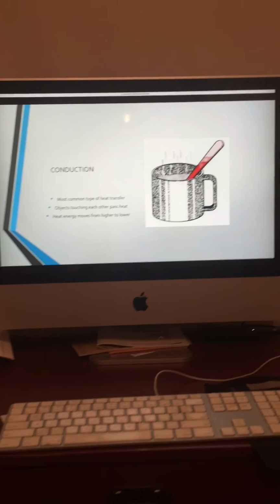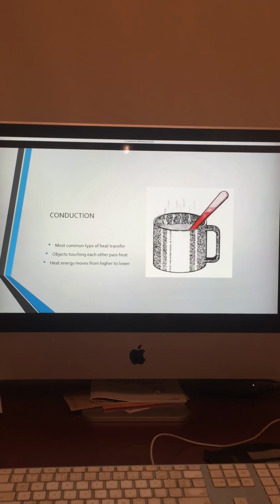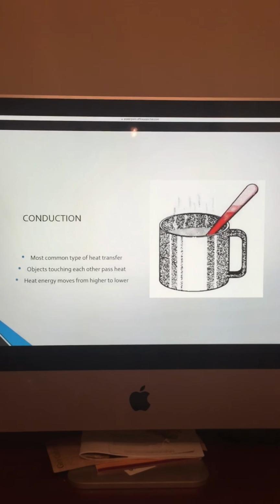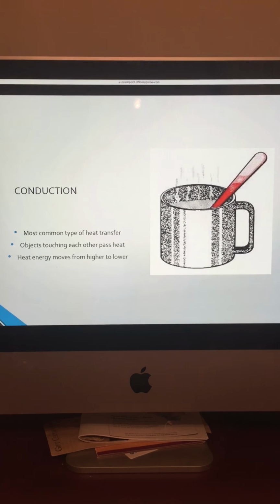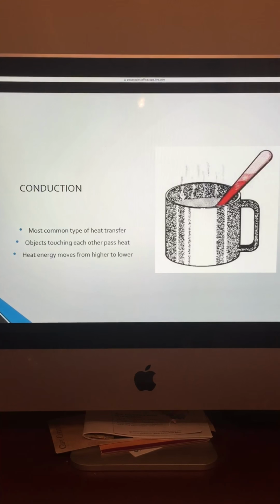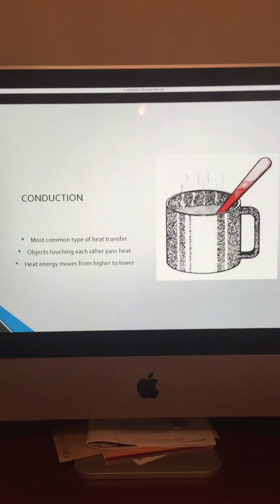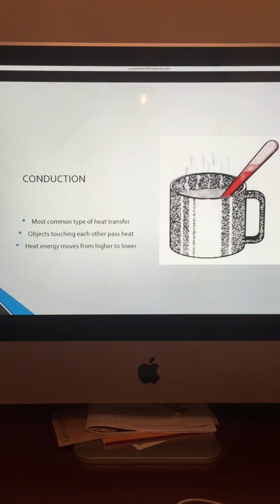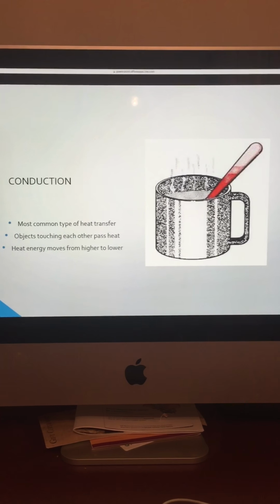It's a good example of it. So that's a spoon and a hot cup of liquid. As you can tell from the red color, the handle of the spoon is getting hot. And so that's the heat from the liquid conducting into the metal spoon, which if you grab that spoon would be pretty hot. Conduction is the most common type of heat transfer.